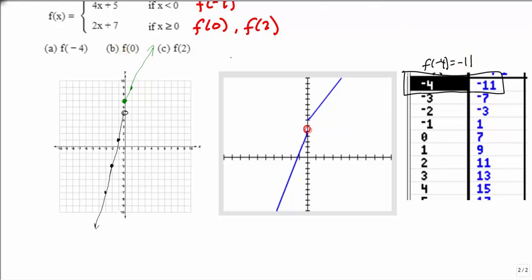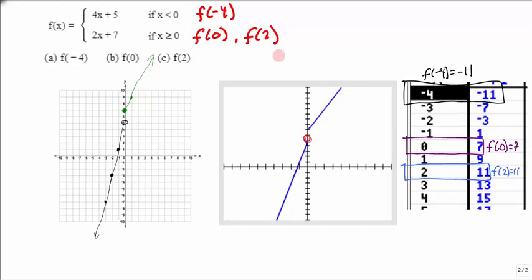Okay, now next, f of 0. Well, I can look right on my table. And I see f of 0 equals 7. Okay, and then I can also see right over here at 2, f of 2 equals 11. So that's the table values.